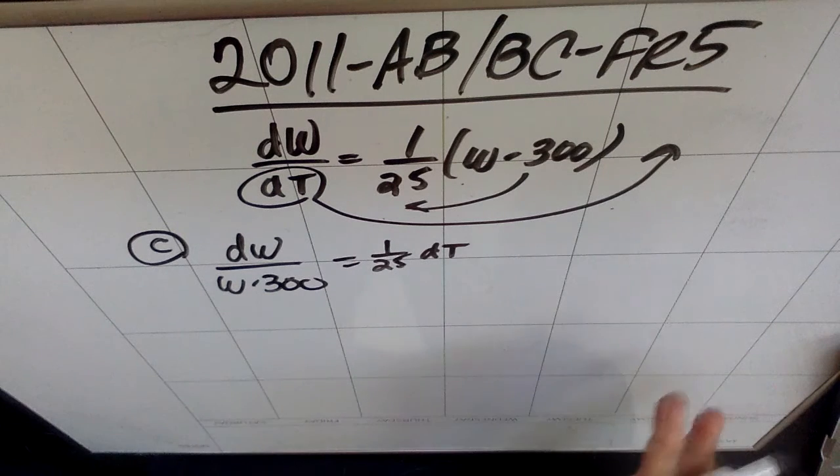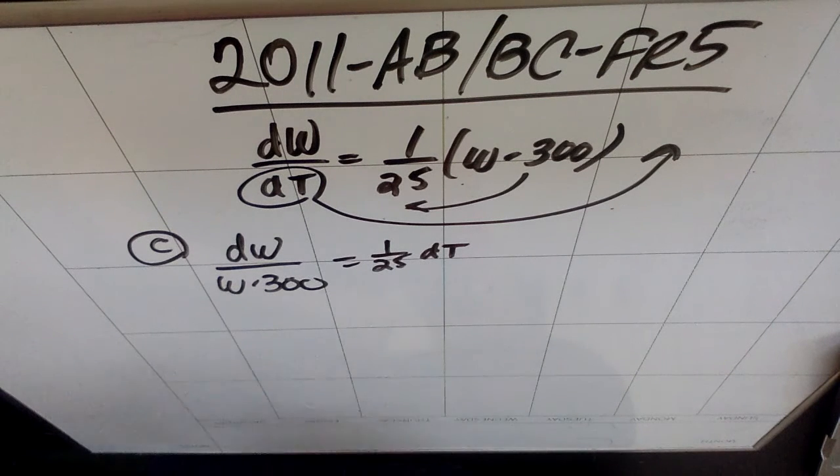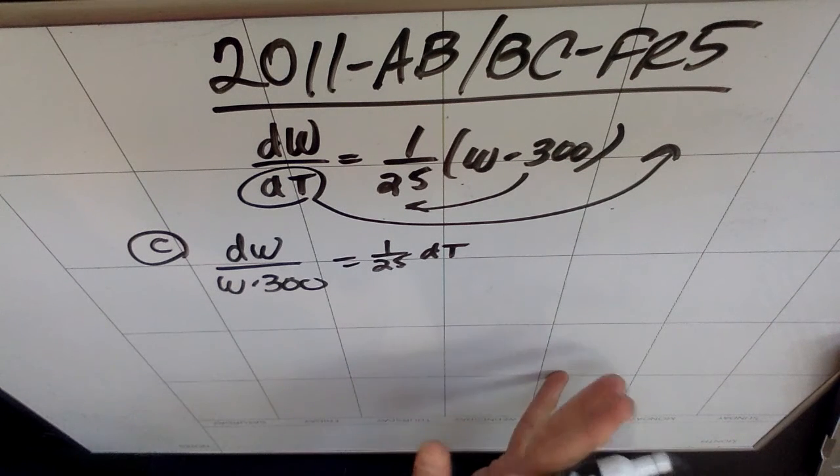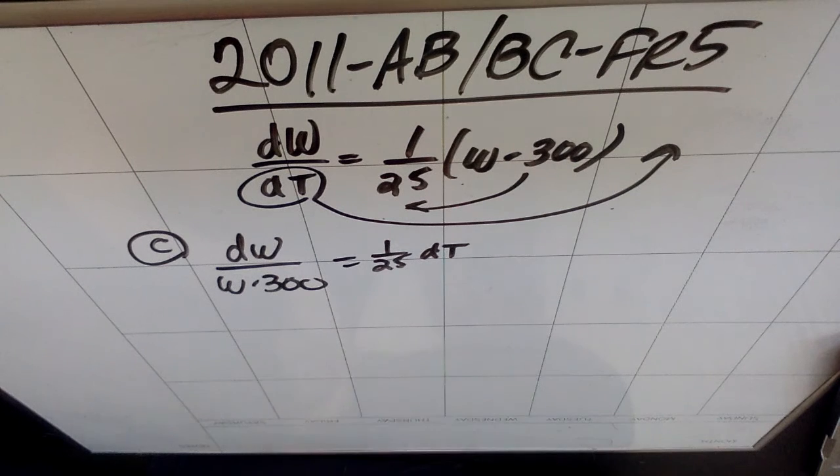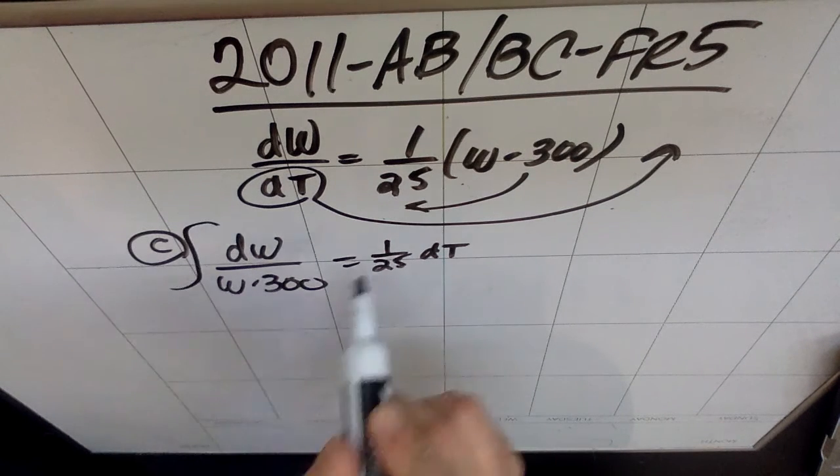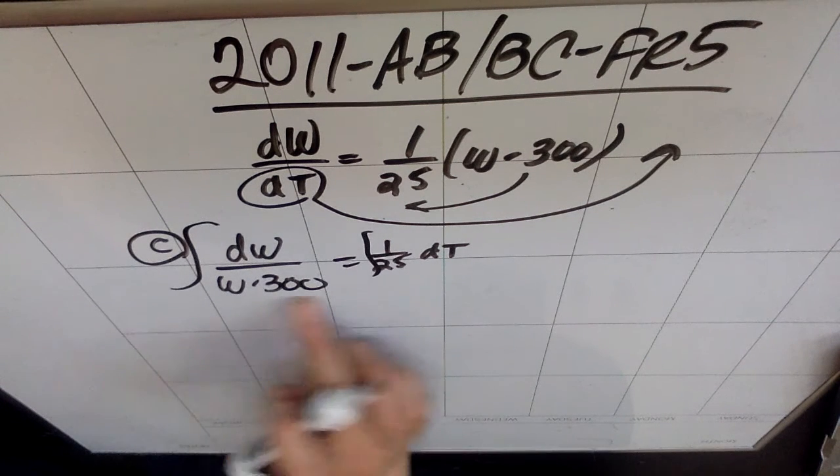If you don't separate the variables, you're done. You don't get any credit for this, and this is usually 5 to 6 points on a question where you're asked to do it. So make sure you separate the variables. I'm then going to do the antiderivative of both sides. This is a simple natural log.